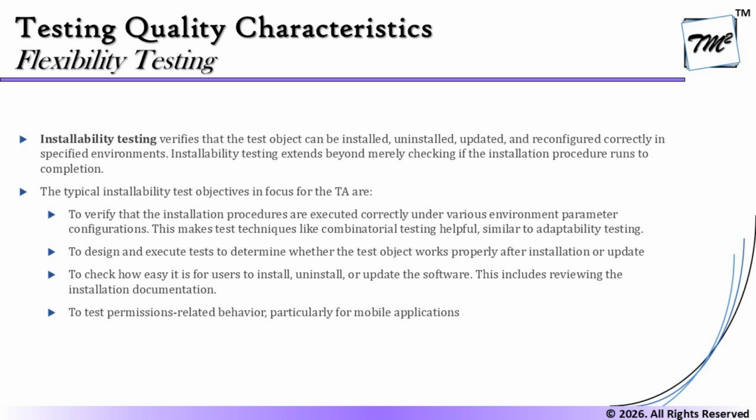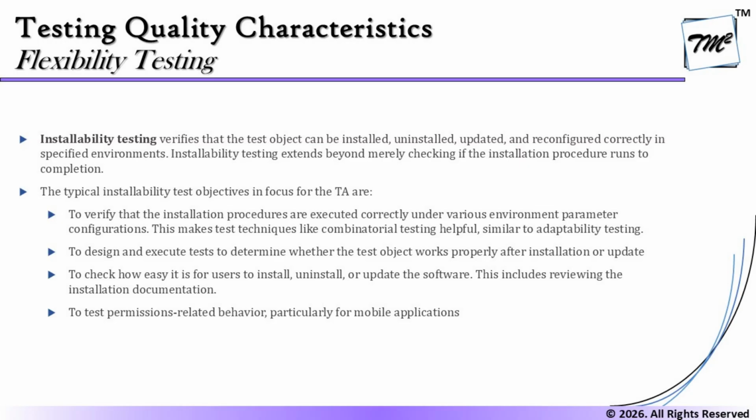Also, to design and execute the test to determine whether the test object works properly after installation or an update. Also to check how easy it is for the users to install, uninstall, or update the software. This includes reviewing the installation documentation as well, because you may have information provided to people to follow. So it's not just about doing the activity, but also about making sure people find it easy enough to do it. So usability constraints will be a part of installability, just like adaptability as well.